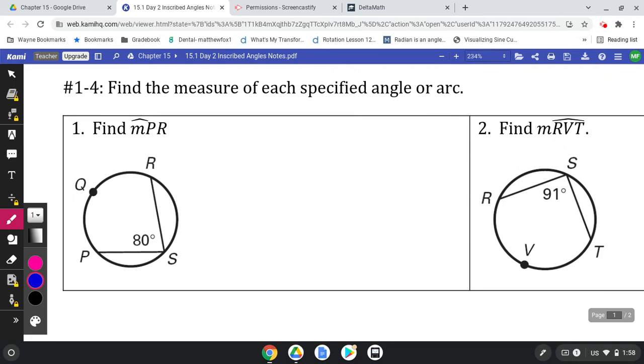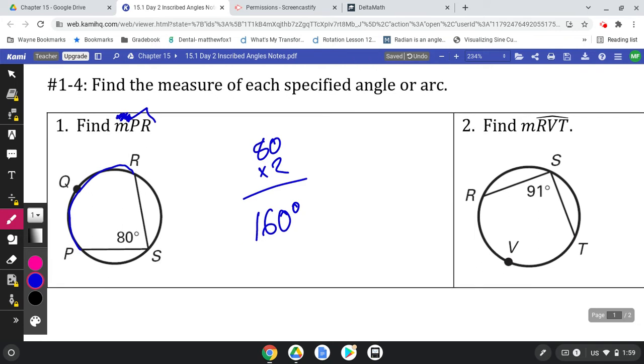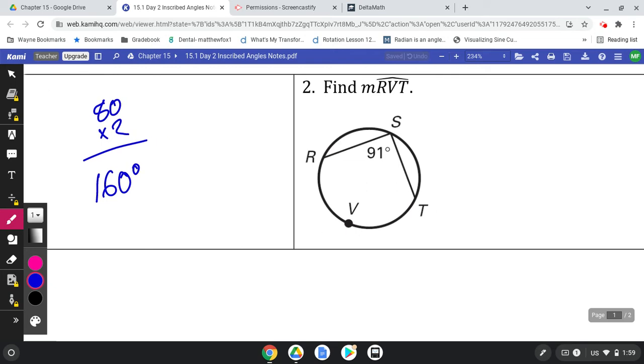So now, find the measure. With that logic, the arc was supposed to be PR. So we know that angle PSR is 80. We're trying to find what arc PR is. If we think about it, we said if we have the arc, we take half of it to get the angle. So we'll go the opposite. Instead of taking half of it, we will times by 2. 80 times 2 gives us 160 degrees for arc PR. That is a minor arc because it's less than 180. We talked about that yesterday.